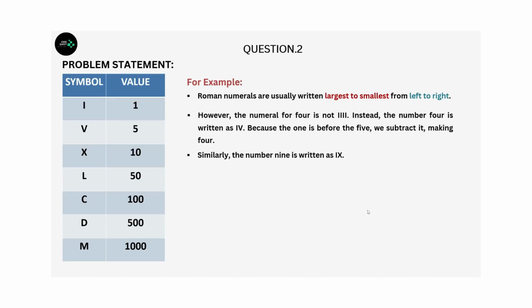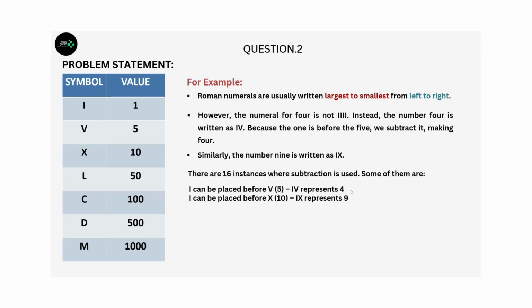So similarly, there are so many instances where the subtraction is used to reach the integer value of a Roman numeral. So like 4 and 9 we have discussed here. Now coming to the next one, let's say we are writing XL, which is actually representing 40. How? Because L represents 50 and X represents 10. So 50 minus 10 makes it 40. Similarly, XC, where C represents 100 and X represents 10. So 100 minus 10 makes it 90.